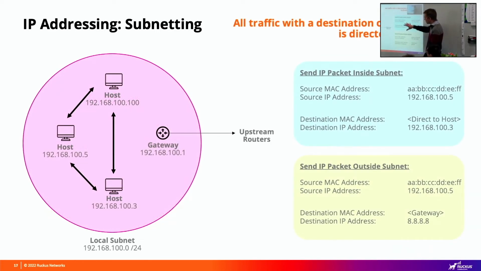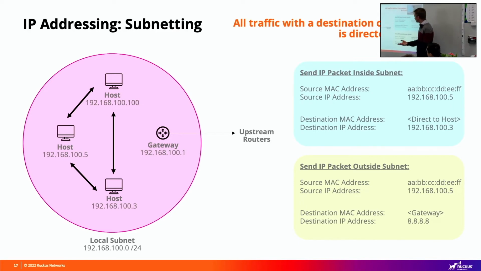Here's an example of a packet sent inside the subnet. If this host here, 100.5, wants to communicate to this host here, 100.3, how will this work? The source MAC address is going to be the MAC address of this host. The source IP address is 100.5. The destination MAC address will be the MAC address of this device, and the destination IP address will be the IP address of this device.